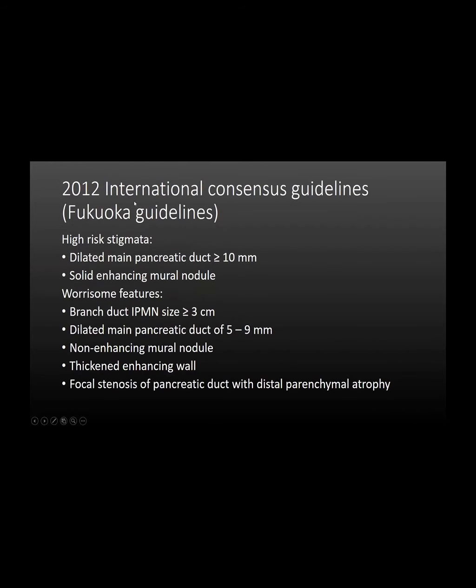And these are your guidelines, the 2012 International Consensus Guidelines, the Fukuoka guidelines, that tell you the features that suggest the presence of high-grade malignancy, high-grade dysplasia, or an invasive component in these tumors. So if the main duct is dilated more than 1 centimeter, or if we have solid enhancing mural soft tissue. Some of the worrisome features are branch duct IPMN more than 3 centimeters, a dilated duct between 5 to 9 millimeters main duct size, non-enhancing mural nodules, thickened enhancing wall, or focal stenosis of the pancreatic duct with distal parenchymal atrophy.